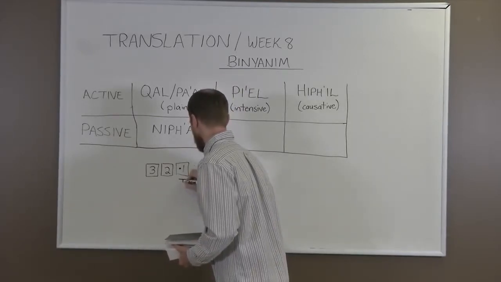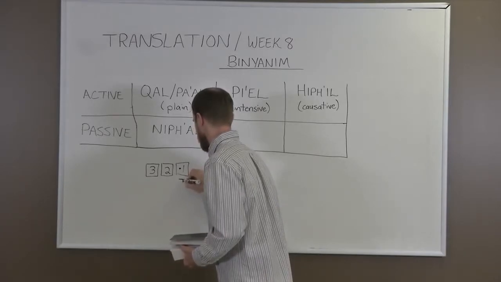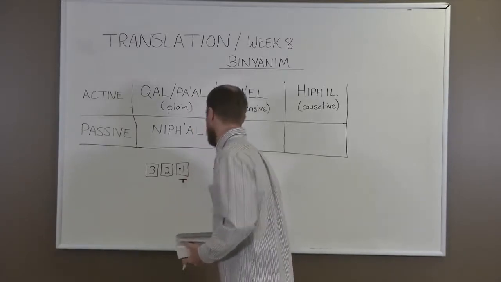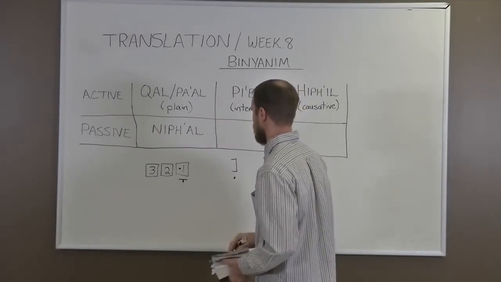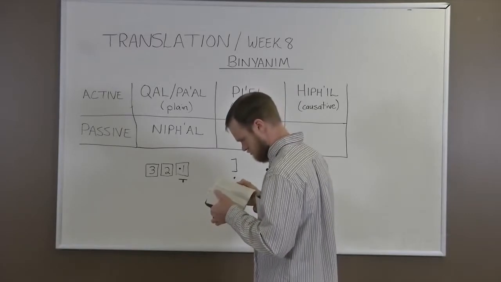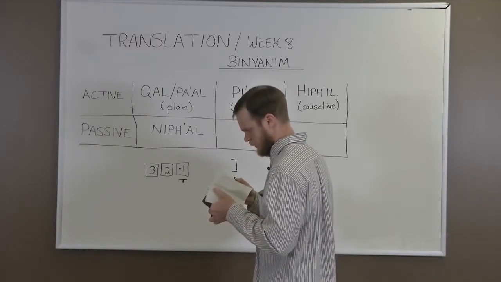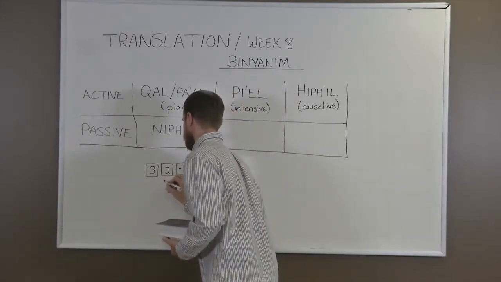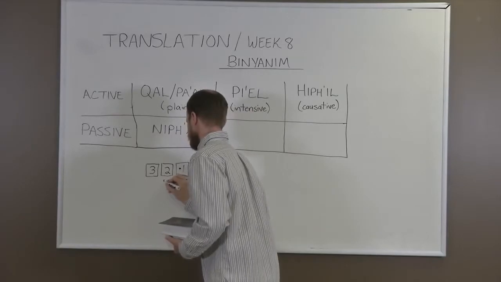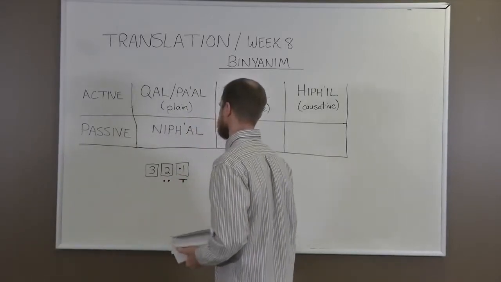And the usual vowel pattern is a kamets under the first radical, and I'm having a short brain lapse here about what the second radical usually is. I believe, though, it is a tsere for the nifal. That doesn't look right, though.